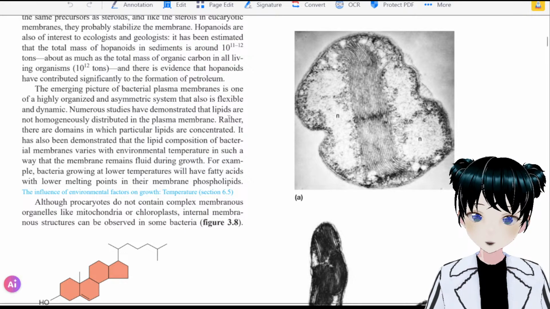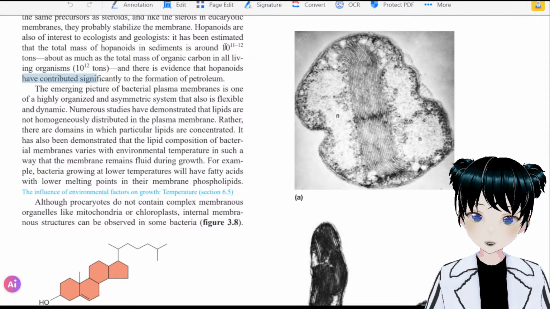Now they are saying that these hopenoids are very important because they are in very high quantity. If you look at this number, 10 raised to power 11 to 12 tons. They are found in tons of amount in the sediments under the soil, right? And the total amount of carbon in all living organisms combined, okay, we are talking about the organic carbon, if you combine all of them, that is 10 raised to power 12 tons. Almost or completely the same as the hopenoids.